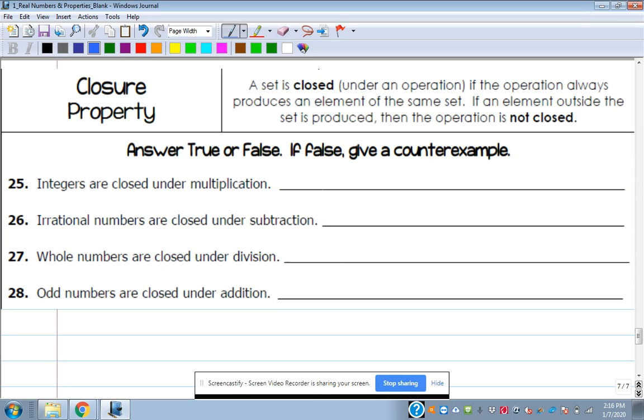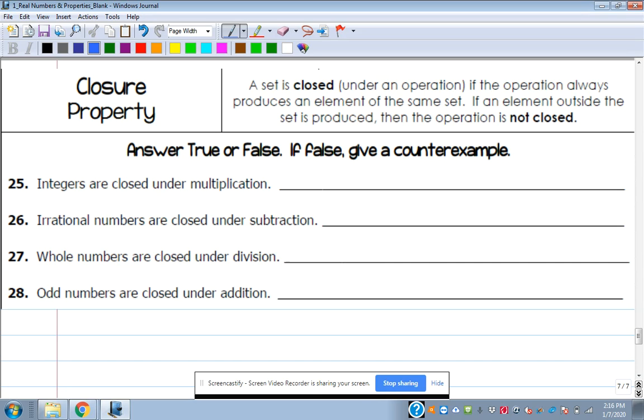Now it says if it's false, give a counterexample. A counterexample is just give me a problem that doesn't give me that kind of number back. So if we're talking about integers, give me a problem that doesn't give me an integer back. Just an example. A counterexample is just an example that shows the reason it's false.